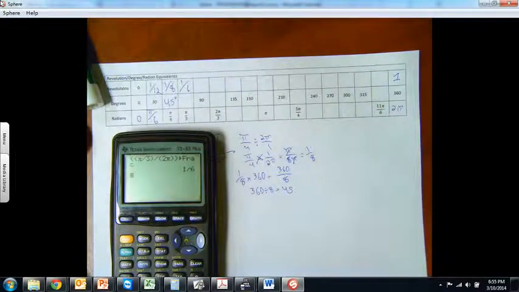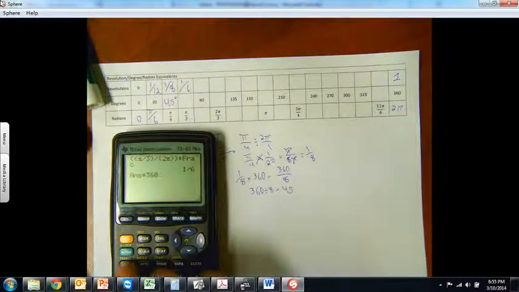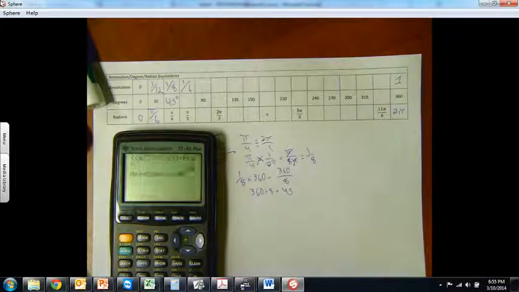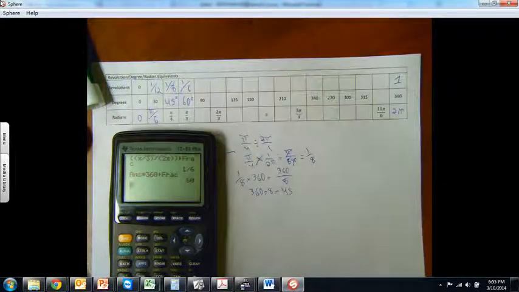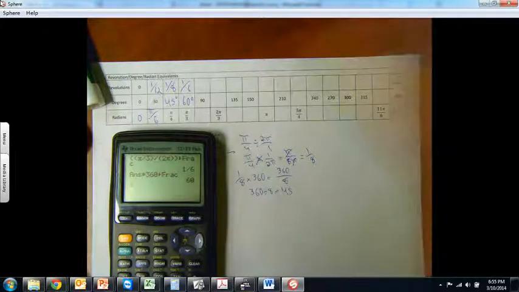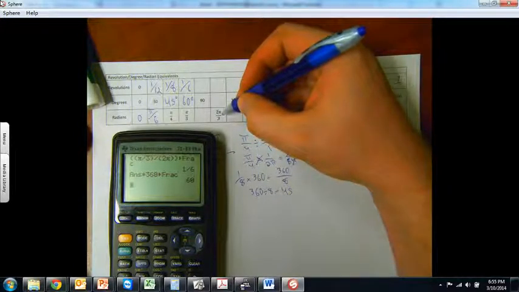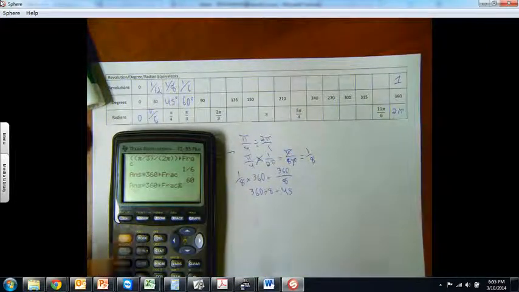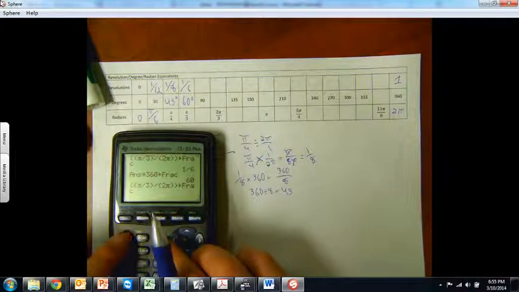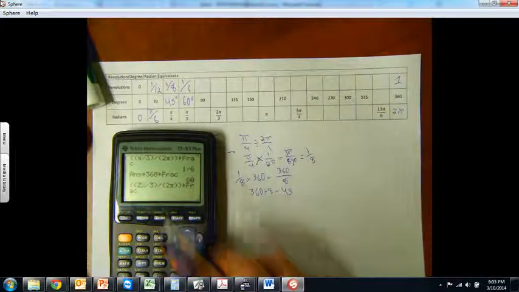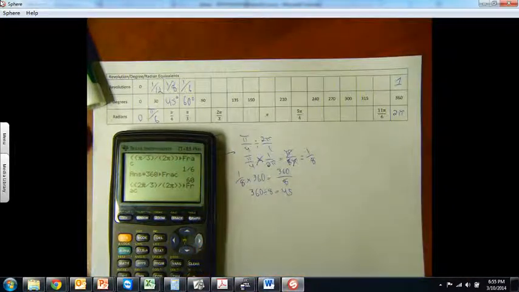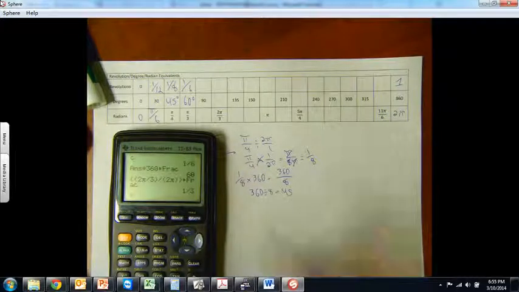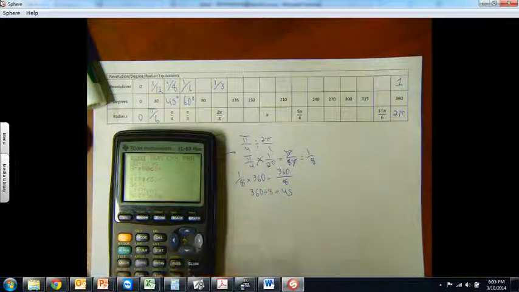Now, I do that times 360, and once again, just in case, I want a fraction. 60 degrees. Nice trick these calculators can do for us. If I want this one, 2 pi over 3, all I have to do is the same exact thing, but instead, I'm going to put a 2 right there. Whoops, I put a z. 2 pi over 3. 1/3 rotation. Times 360 with fraction, 120.